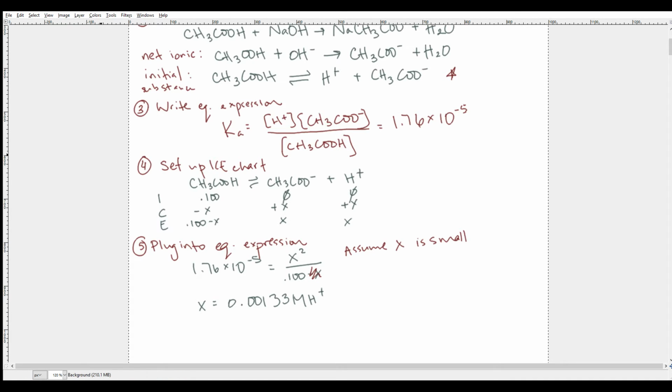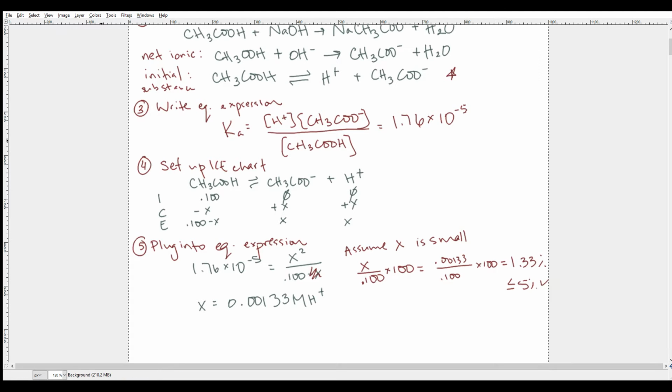I have to prove that this is valid using the 5% rule, so I'm going to say x over what it's being compared to times 100. So that's 0.00133 over 0.100 times 100. That needs to be less than or equal to 5%. So let's see what we get. You end up with 1.33%, which is less than or equal to 5%, so we are good to go.